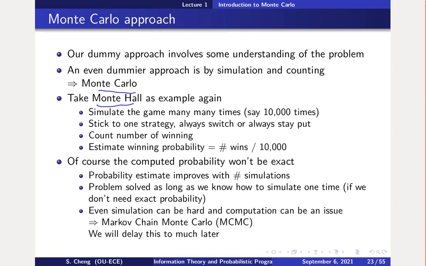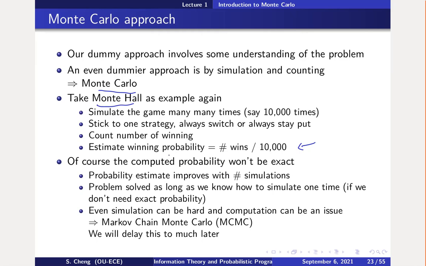I can stick to one strategy as the player, the guest. I may switch, or maybe always stay put. Then I simply count my number of wins. After that, I can estimate the winning probability as the number of wins over the total number of experiments. Of course, it won't be exact, but I can improve the estimate as much as I want, as long as I'm willing to pay the computational cost. If I'm willing to do more simulations, I will get an improved estimate.